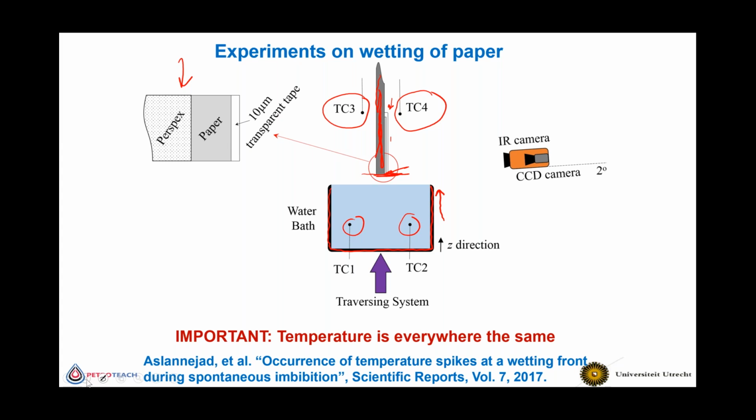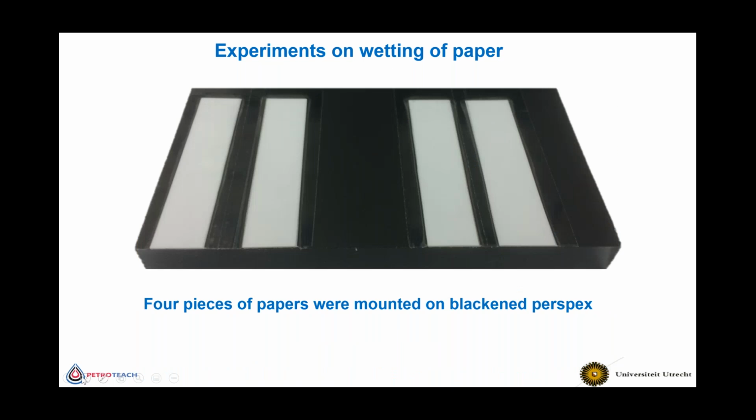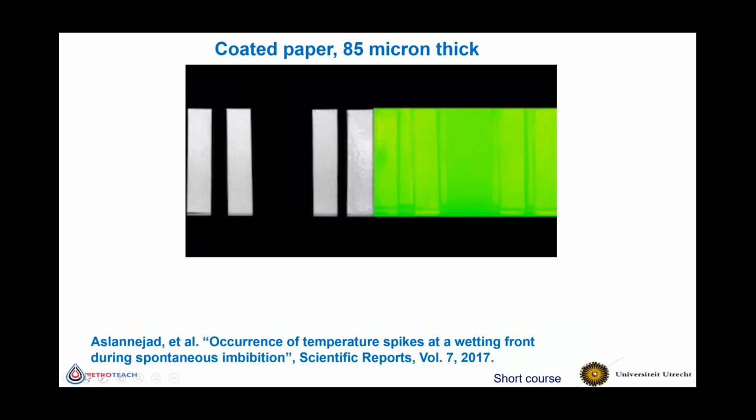Now, let me show you the movie. But what we have also done, we have 2 cameras here. One is an infrared camera, and the other is a common CCD camera. The CCD camera shows you what happens in terms of the surface of the paper. The infrared camera measures the temperature. And look what happens. Now, this is the setup, and that's the 4 pieces of paper.